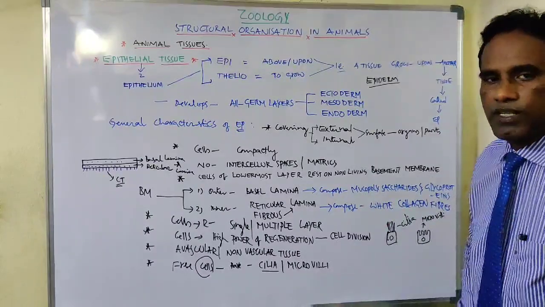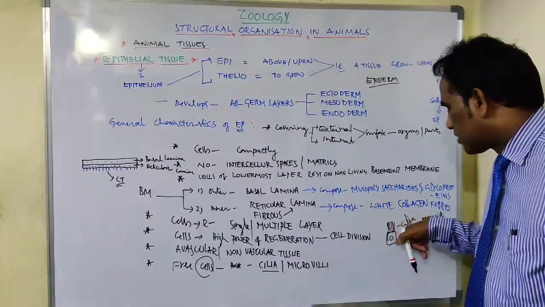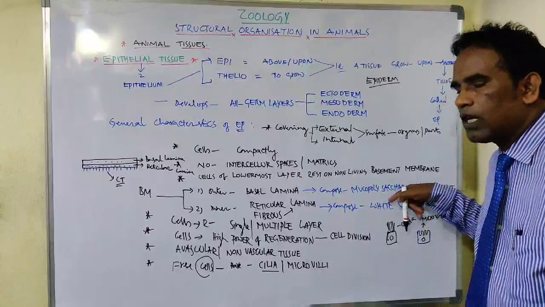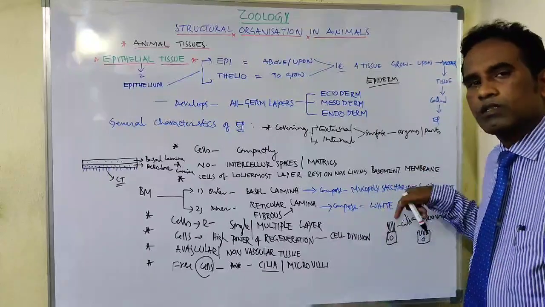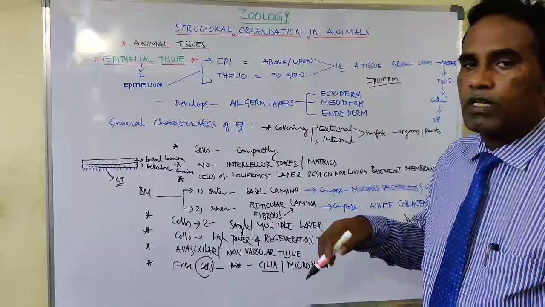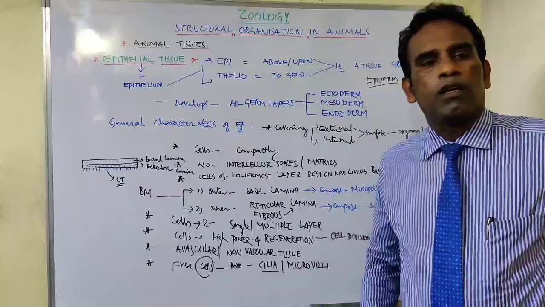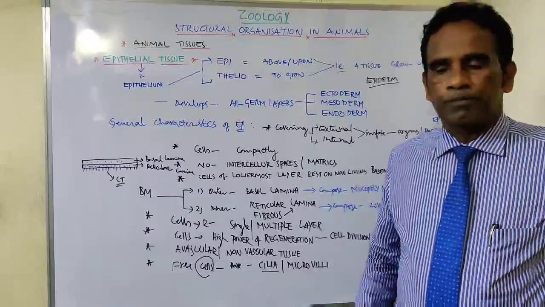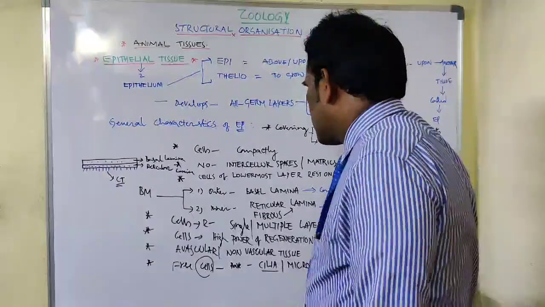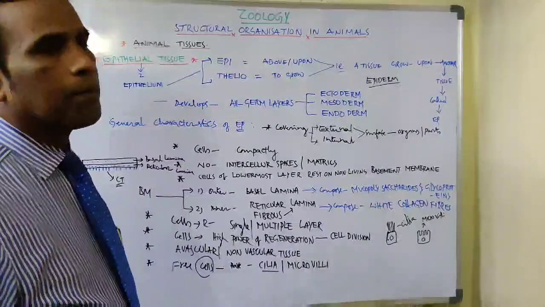So the free surface of the epithelium is opposite the part attached to the basement membrane. Some of the cells have cilia and some of the cells have finger-like projections, which we call microvilli, which help with absorption. Okay, fine. So this is about the general characteristics of epithelium.